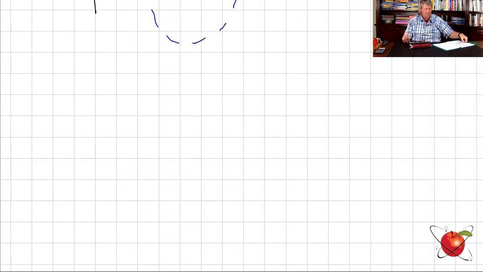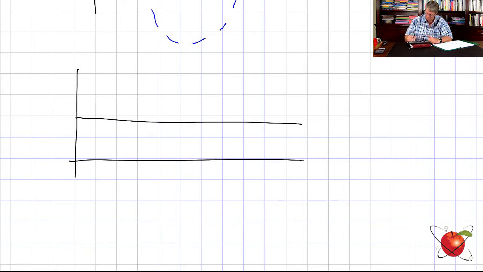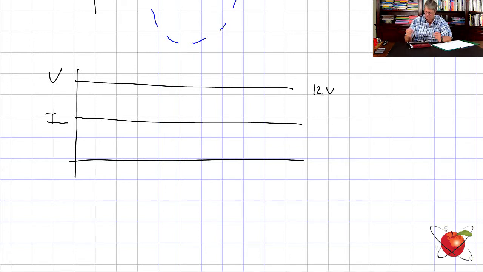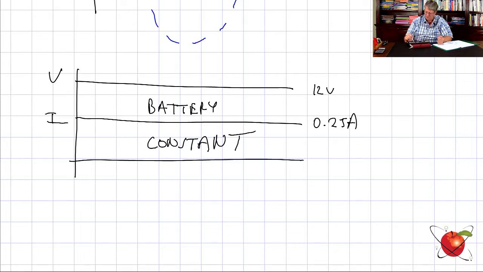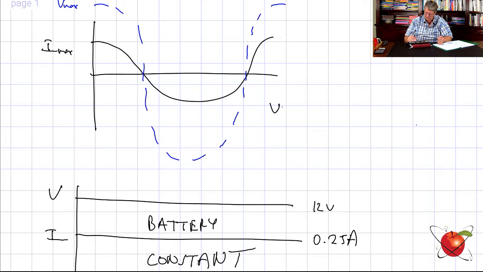Now, what are we saying? This is alternating current. But what does a battery look like? A graph of a battery's current and voltage: voltage stays at 12 volts, for argument's sake, and current stays at, let's make it more realistic, 0.25 amps. So there's a difference. This here is a battery. They are constant. Spot the difference: these are variable.